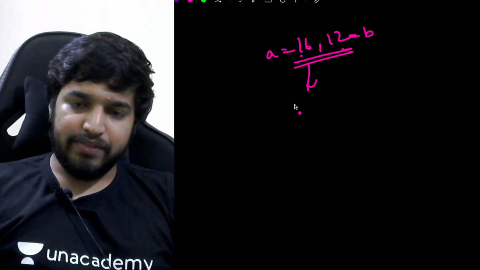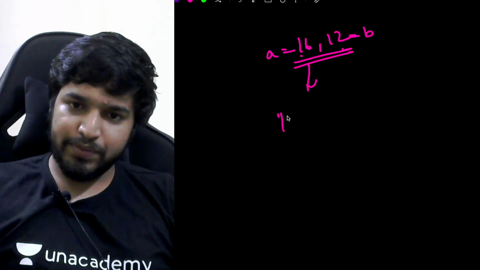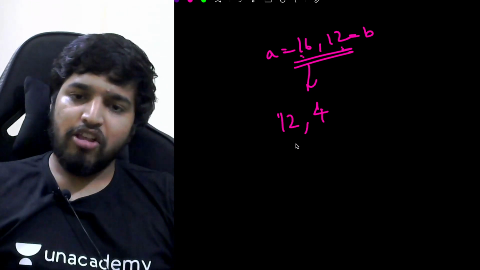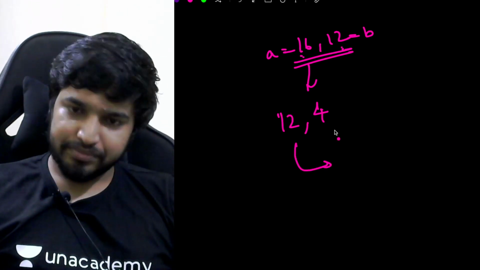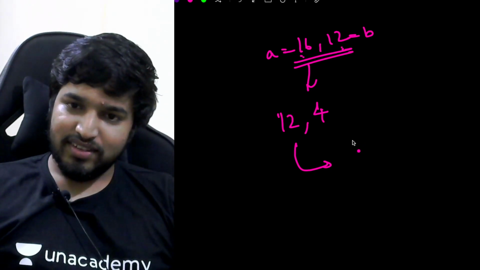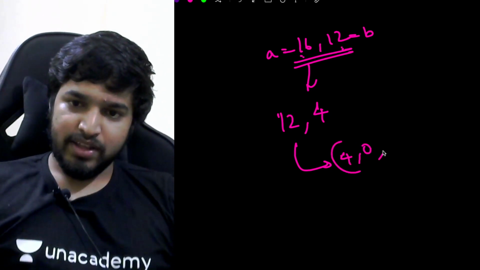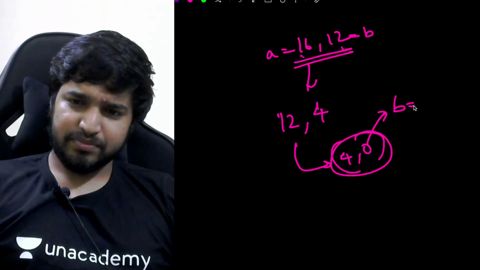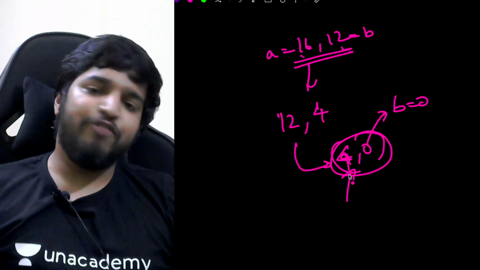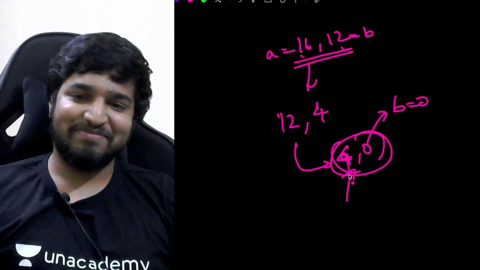GCD of 16 comma 12 is also GCD of 12 comma 16 modulo 12, which is 4. GCD of 12 comma 4 is 12 modulo 4, that is 0. And 4 comes directly here, 4 comma 0. Now that B is 0, we return A directly. A is 4 and 4 is the GCD, and that's what we return. Awesome.